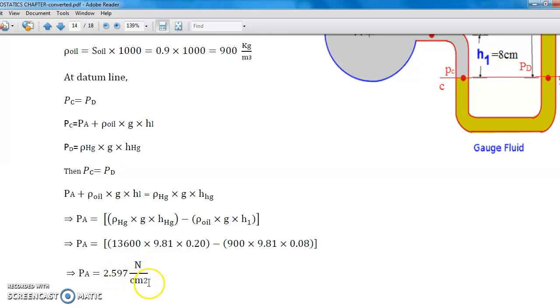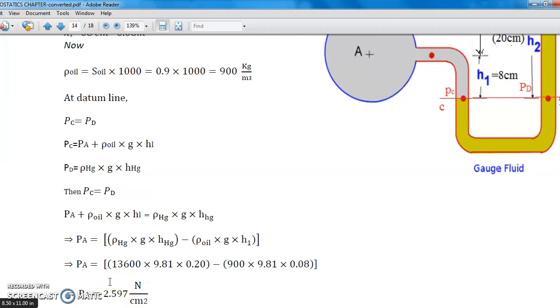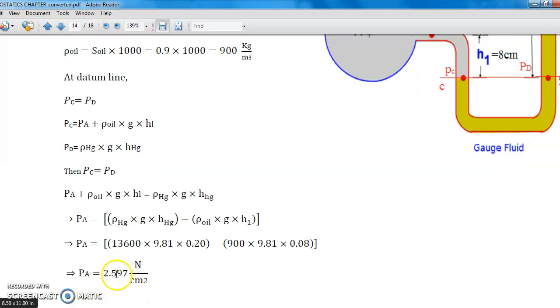So what you are getting, PA is equal to 2.597 Newton per centimeter square. Okay, so this is the pressure of the fluid which is flowing in the pipe. That value is PA equal to 2.597 Newton per centimeter square, and also you can convert into meter square: if you multiply by 10 to the power 4, then it will convert to Newton per meter square.